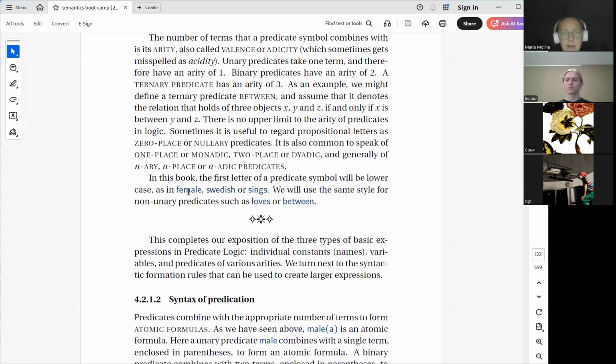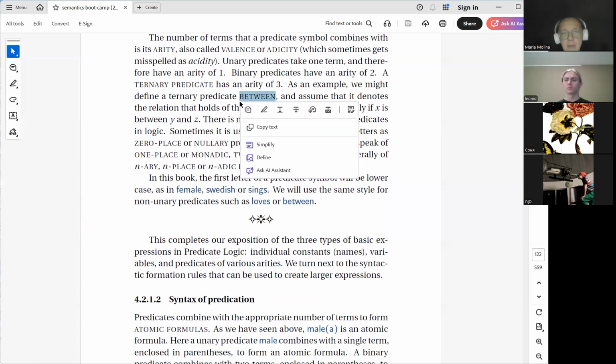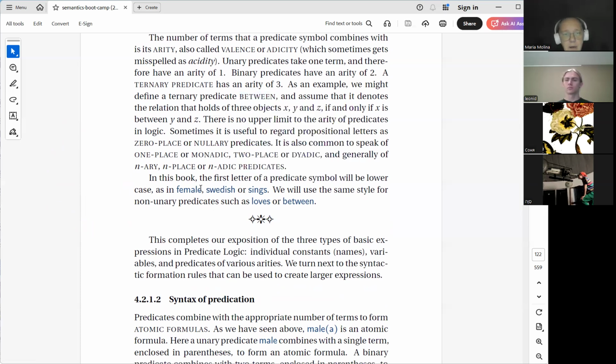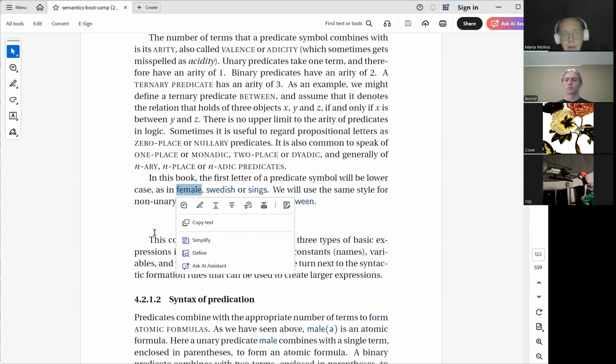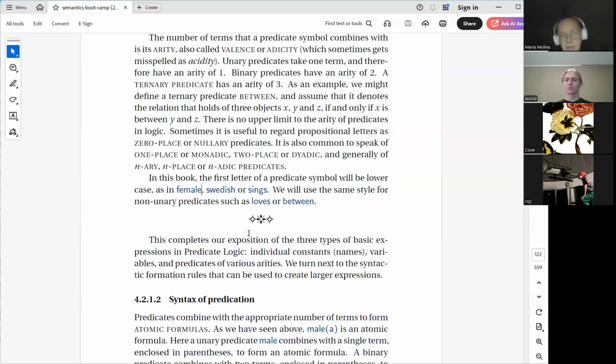Normally predicates are written in capital letters, but if you write them in lowercase, probably it doesn't change anything.